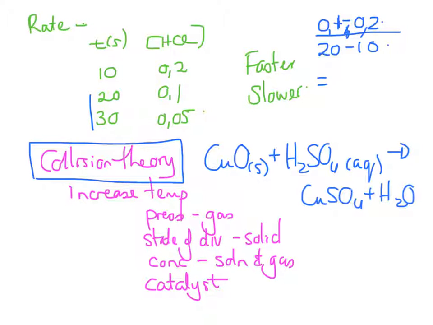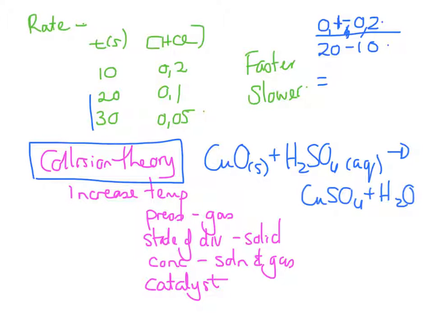and therefore they will bump into each other more often, and therefore you will get a faster rate. If I've got gases in the reaction, I can increase the pressure that pushes the particles together, and in pushing the particles together, I land up with them colliding more often. If I've got a solid, I can increase the state of division. The particles are then more exposed to one another, and I increase the number of collisions and therefore the rate of the reaction. If I've got a solution or a gas, I can increase the concentration.